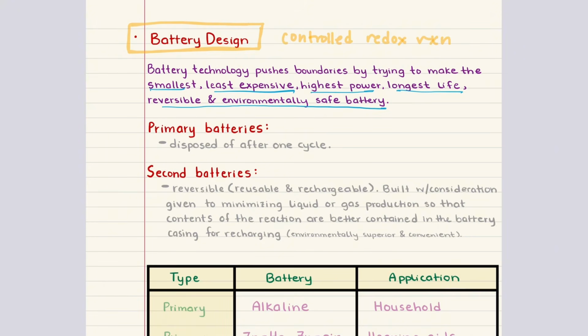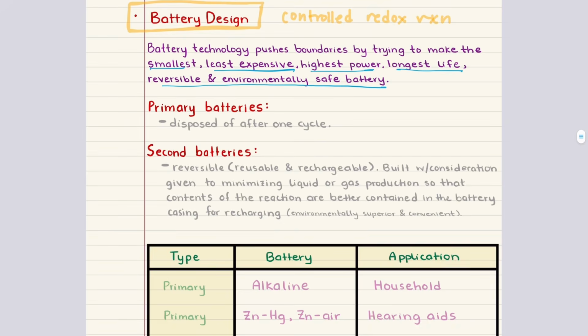The first big distinction we want to make here is between primary and secondary batteries. A primary battery is a single-use battery. Once the chemical reaction reaches completion, it cannot be reversed, so the battery is discarded. Alkaline batteries and a lot of zinc air or zinc mercury cells fall into this category. In contrast, a secondary battery is designed so that the redox reaction can be reversed when an external voltage is applied. So this allows it to be recharged and reused many times.